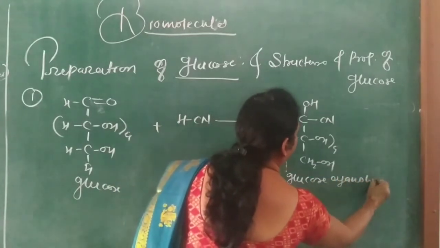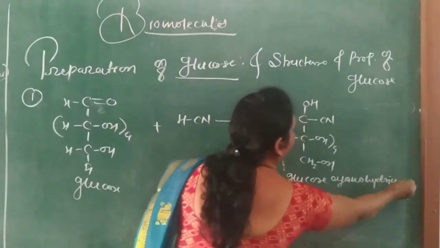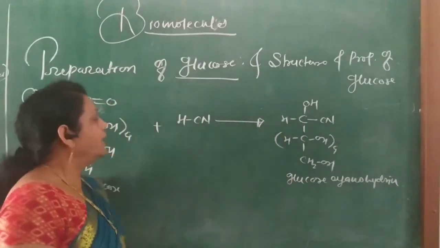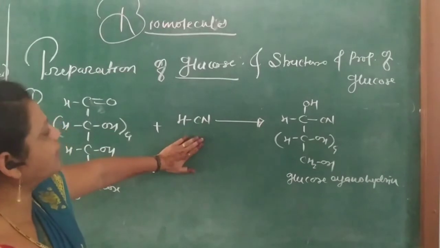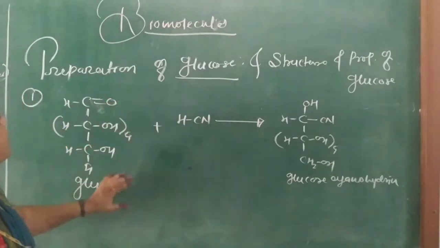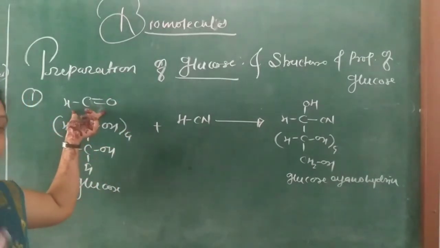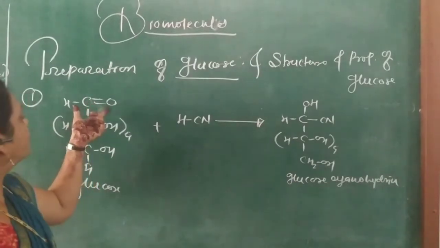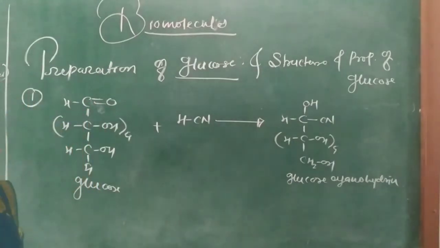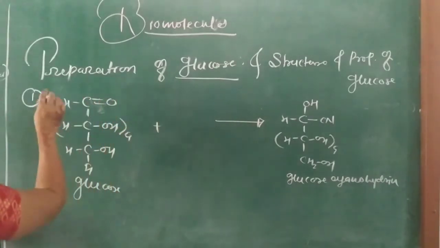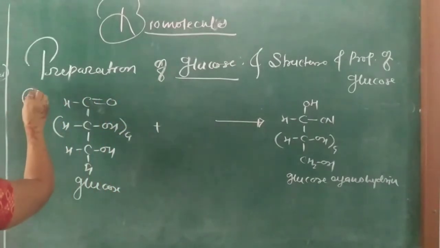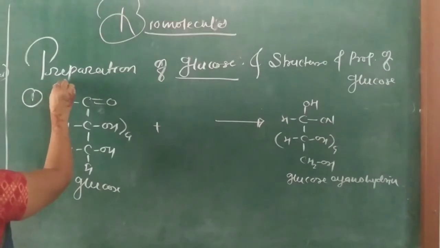cyanohydrin. Glucose cyanohydrin. Next, from this reaction it is concluded that glucose contains an aldehyde group, means it is an aldose. Okay, it contains an aldehyde group. Next one, reaction with hydroxylamine.